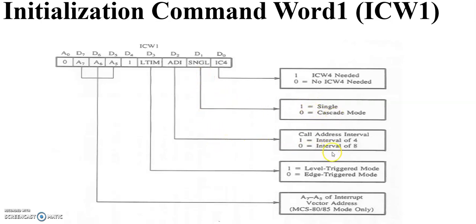ADI means call address interval, either an interval of 4 or an interval of 8, depending on whether it is 0 or 4. LTIM: 1 means level triggered mode and 0 means edge triggered mode. And A5, A6, A7 are the interrupt vector address bits for 8085 mode.